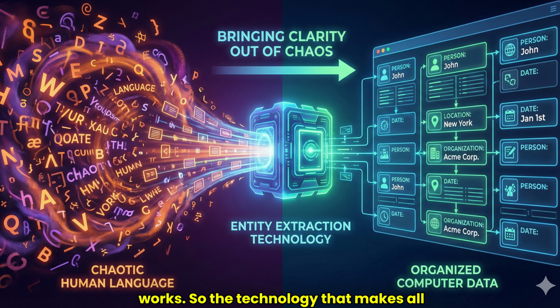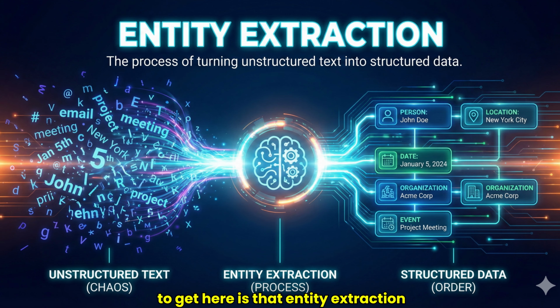So the technology that makes all this happen, it's called entity extraction. And its whole goal, its entire reason for being, is to take the chaotic, kind of messy way we humans write and talk and translate it into a perfectly clear, organized format that a computer can work with. It's all about bringing clarity out of our natural language chaos. Right, so the main thing to get here is that entity extraction basically acts like a digital detective. It sifts through that jumble of human language, finds the nouns that actually matter, we call those entities, and then neatly organizes them into clean, structured data. It's the bridge that takes us from chaos to clarity.